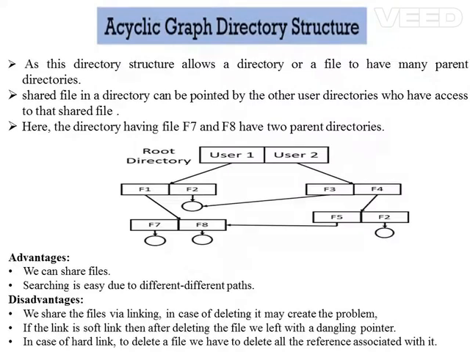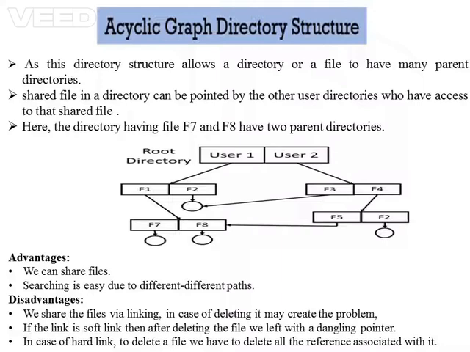The next one is the acyclic directory structure. This structure allows a directory or a file to have many parent directories. So we can share the file in a directory. It can be pointed to by other users and other directories who have access to share that file. As you can see in the diagram below, the directory having the files F7 and F8 has two parent directories.